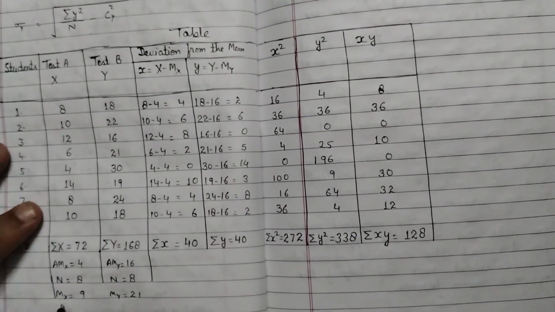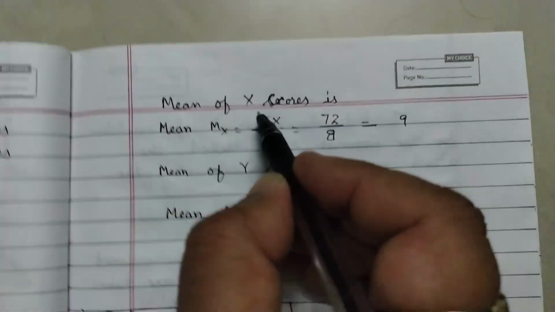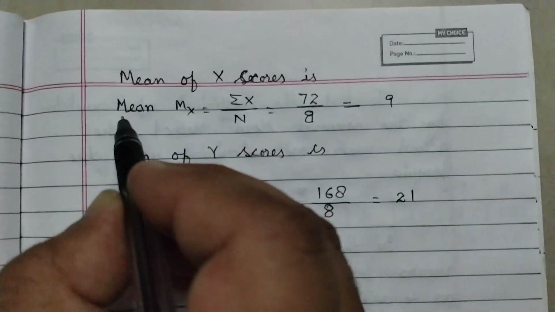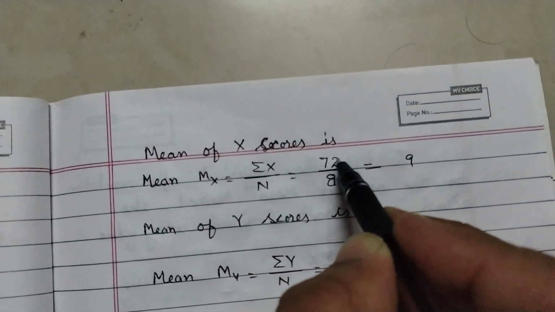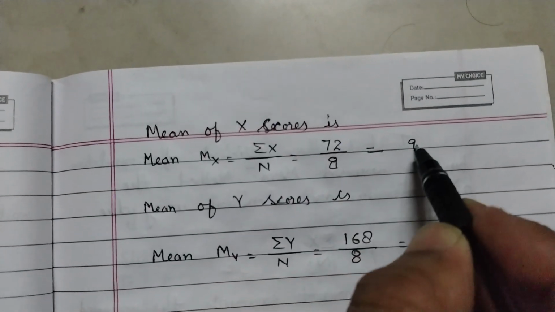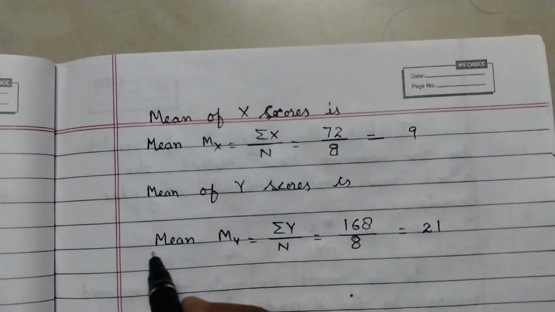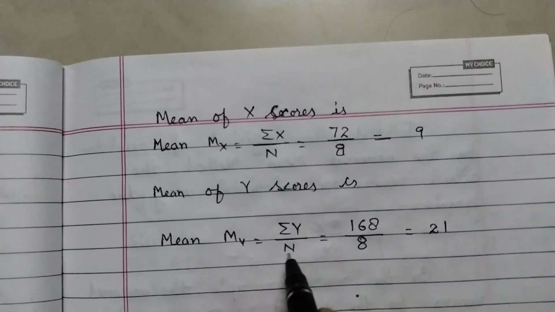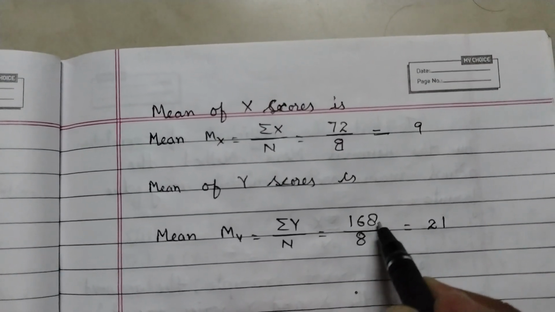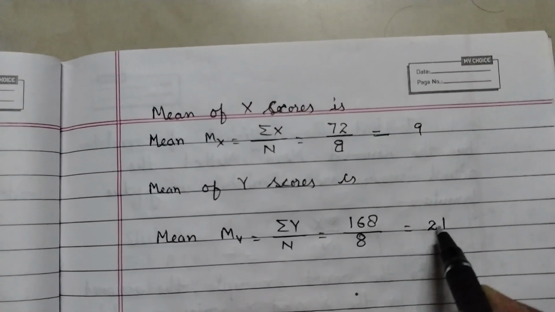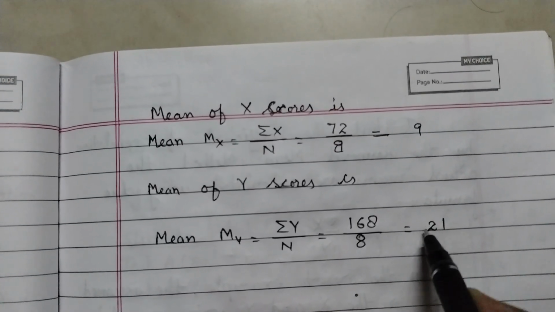Now how mx and my are to be calculated? Here I have calculated mean of x score, mx is equal to summation x by n, and summation x is equal to 72 divided by 8, 8 9s are 72. So mx is found to be 9. Mean of y score is given by my is equal to summation y over n, that is equal to summation y, the value of summation y is 168 divided by 8 is equal to 21. 8 2s are 16 and 8 1s are 8, so 21.